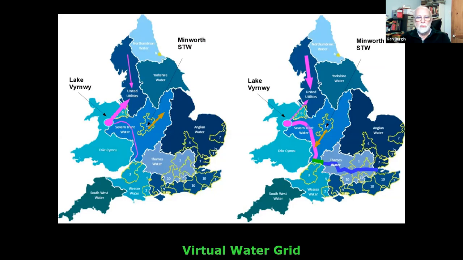Now, if you look at the map on the right, this could be changed a bit so that United Utilities in the northwest got more of its water from elsewhere, and the water that currently goes northwest from Lake Vyrnwy can go down the River Severn and then go across through, ideally, the canal, of course, into the River Thames to supply London and the South East and the reservoirs down there. Similarly with Minworth, the water that goes to the Trent, in theory, could be put into the River Avon, get into the Severn and then across.